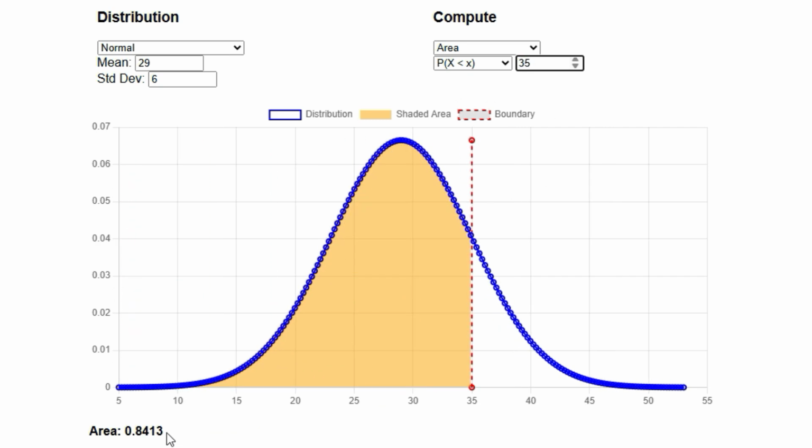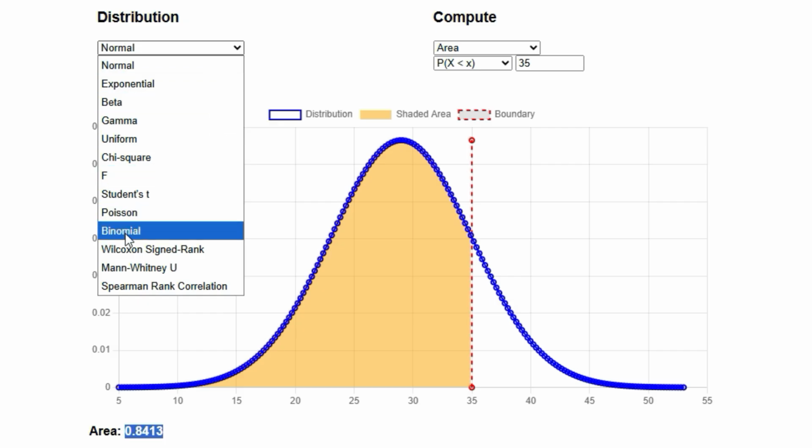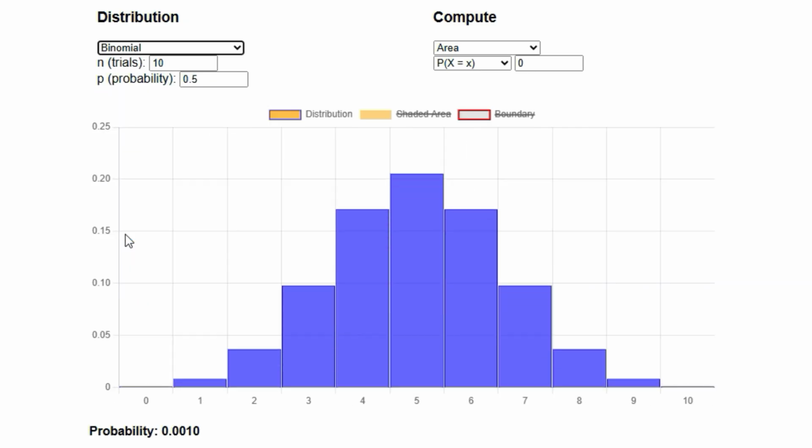That area is 0.8413. Okay, another common distribution that's used in an introductory statistics course is the binomial distribution.